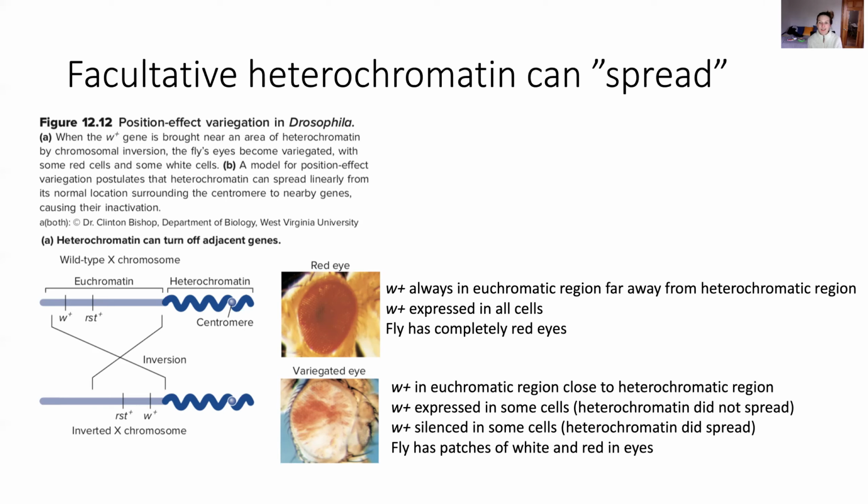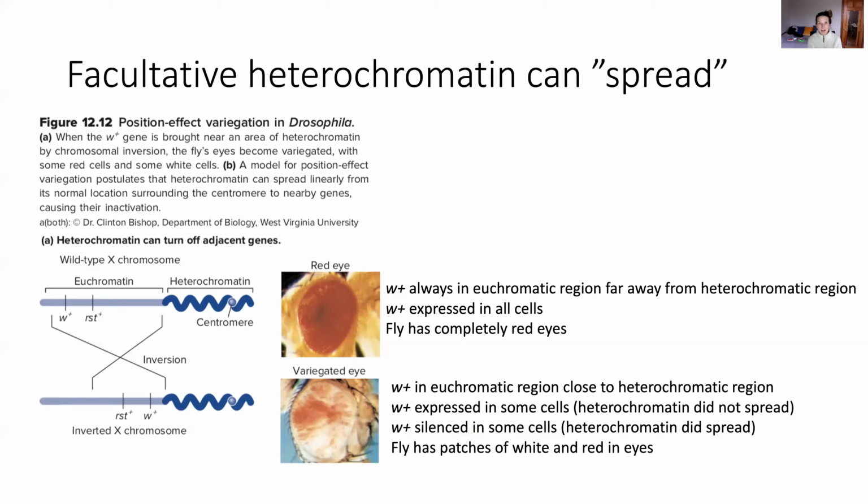It's just that now that gene is close to the heterochromatin region. So in some cells, white is still expressed, wild type white, and these are the cells where the heterochromatin didn't spread. But in other cells, that white is silenced. So now those eyes are appearing white, and this means that in those cells, the heterochromatin did spread. And what happens is you end up with this patchy or variegated eye, where it has some white cells and some red cells.